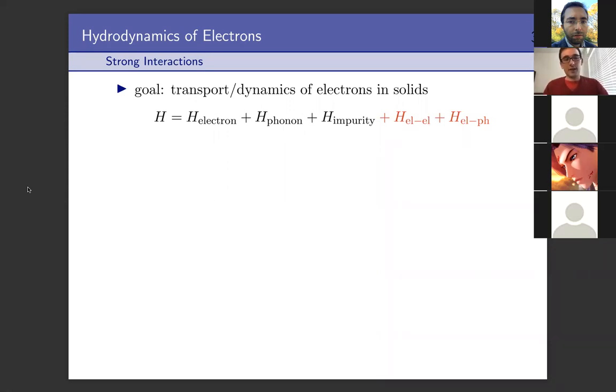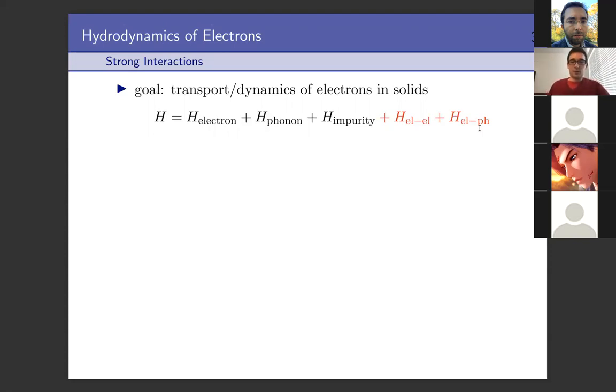So, if we think microscopically, a solid is a very complicated system. Its many-body Hamiltonian is very complicated. So in black here we have, let's say, electron, phonon, and impurity degrees of freedom. Let's imagine that these black terms for the electrons and phonons just have quadratic kinetic energy. We can have some impurities, again, quadratic terms for the electrons. And then in red, there's a whole zoo of interactions. Here I've just written electron-electron and electron-phonon interactions.